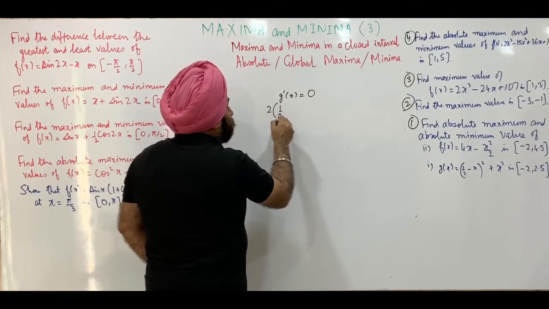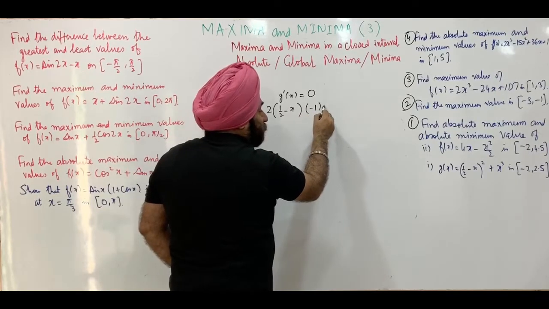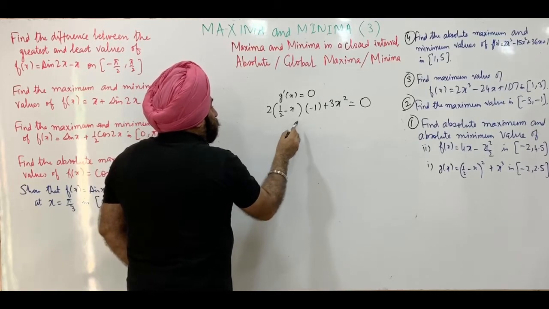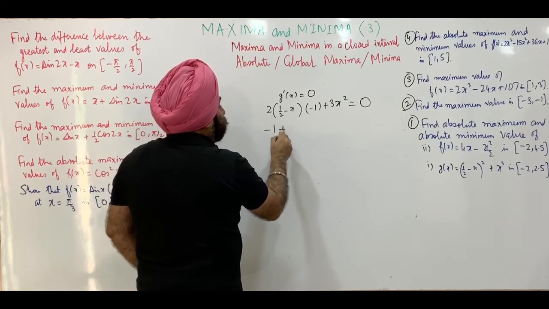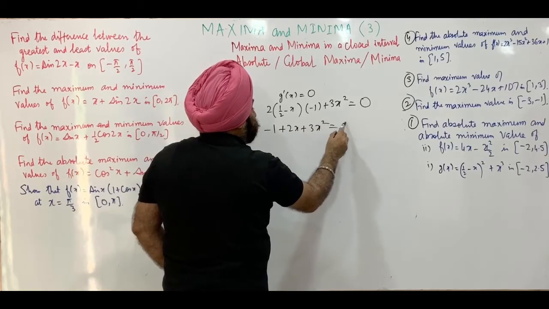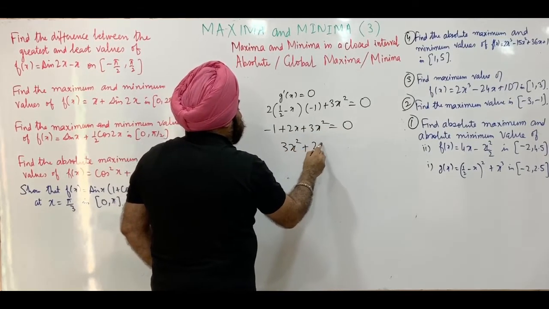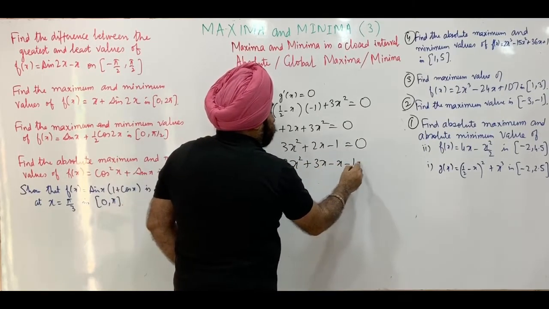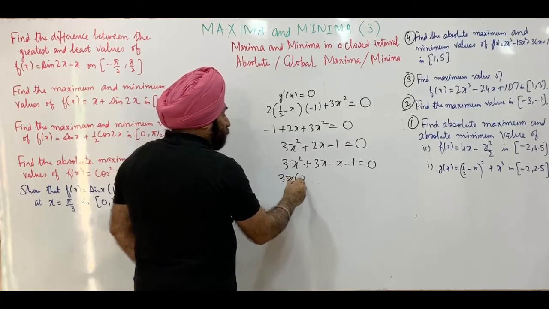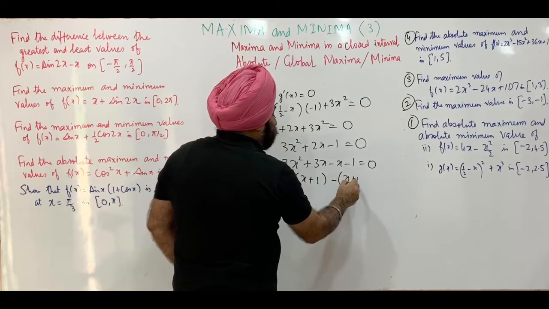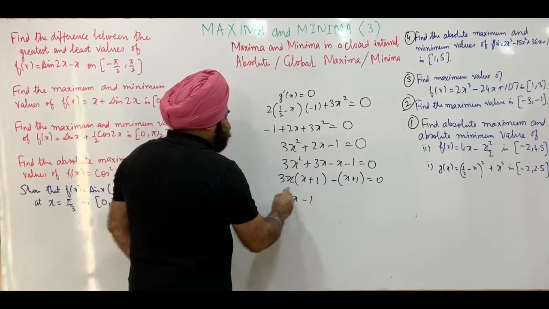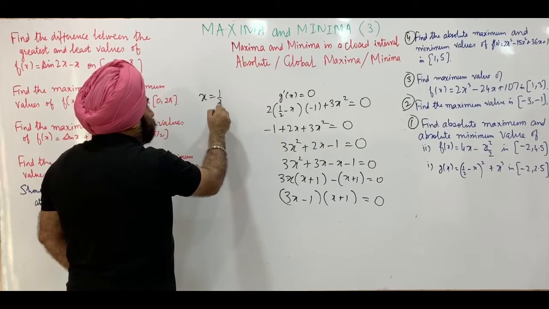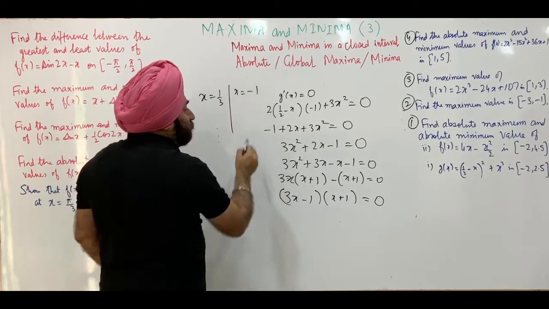This is 2 into (1/2 minus x) into minus 1 plus 3x square, which is equal to 0. This is minus 1 plus 2x plus 3x square, which is 0. This is 3x square plus 2x minus 1 is equal to 0. Plus 3x minus x minus 1 equal to 0. Taking 3x common, then minus sign common, we get (3x minus 1)(x plus 1) equal to 0. That's x is 1 by 3 or x is minus 1.